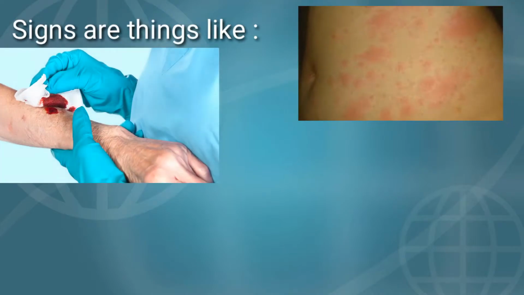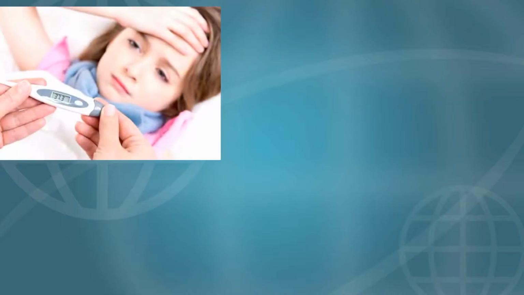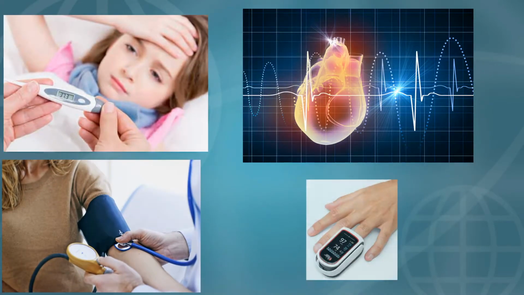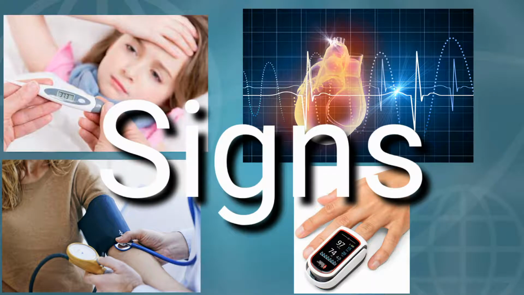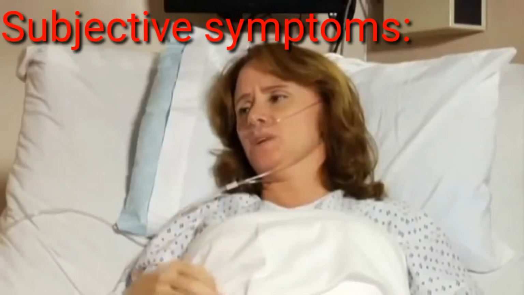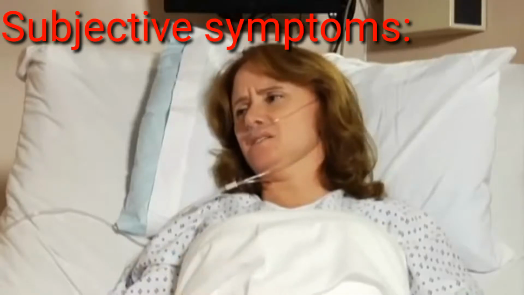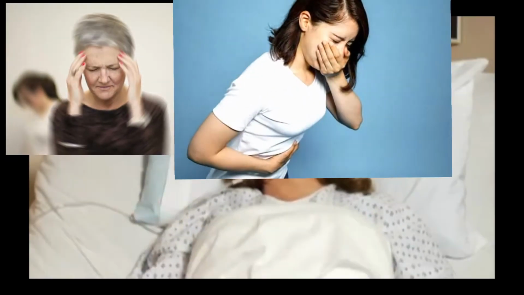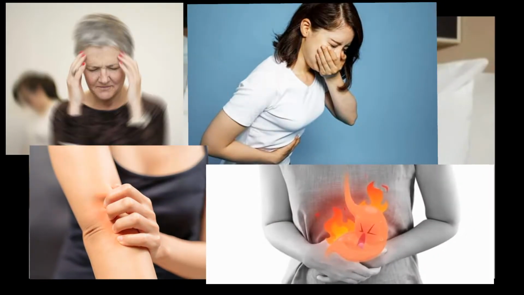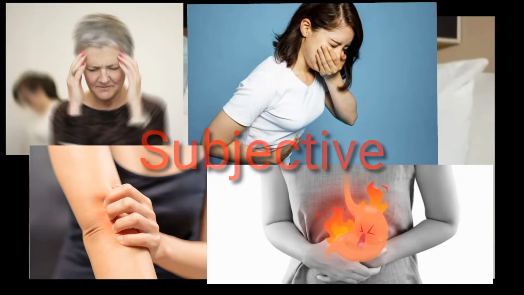Signs are things like rash, bleeding, cyanosis, coughing. Temperature, heart rate, blood pressure, and respiration rate are all signs because you can measure them. Subjective symptoms are things which a patient experiences but others can't always see. Dizziness, nausea, itching, or heartburn are examples of subjective symptoms.